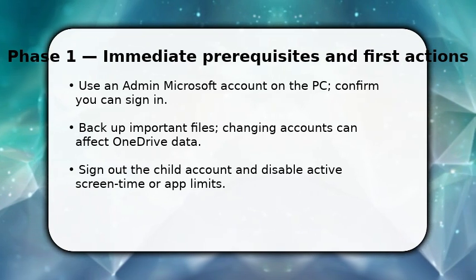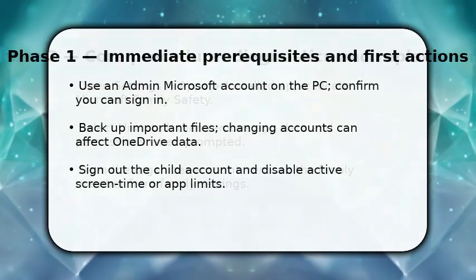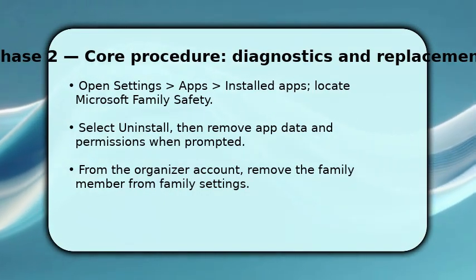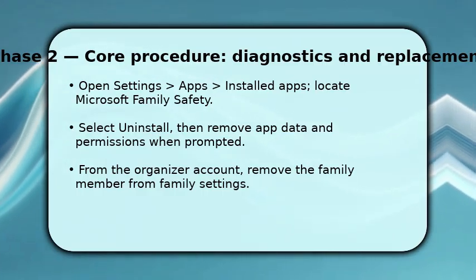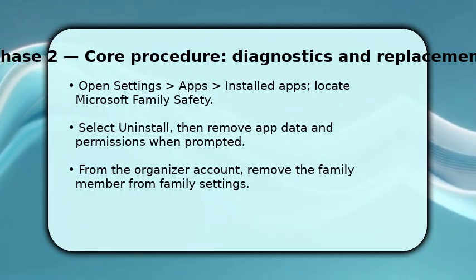Next, go to Settings Apps Installed Apps and find Microsoft Family Safety. Choose Uninstall and accept prompts to remove app data. Once the app is gone, sign into the Organizer Microsoft account and remove the family member from Family Settings so the device won't be reassociated.